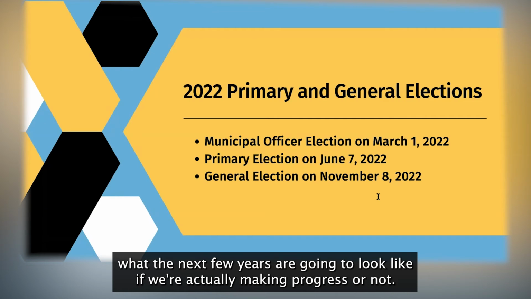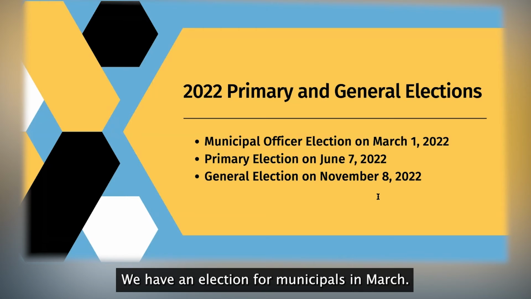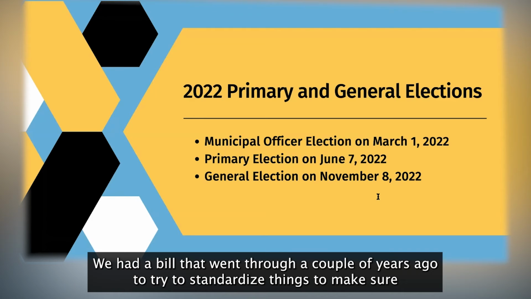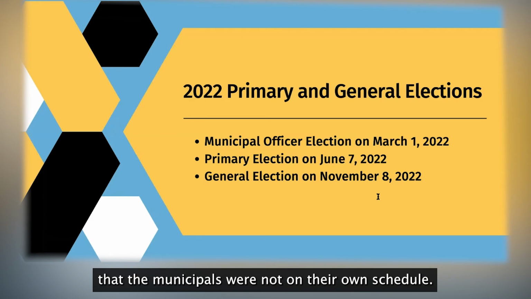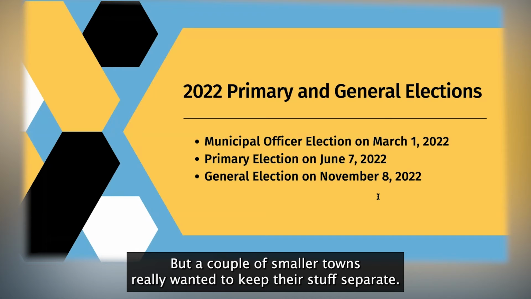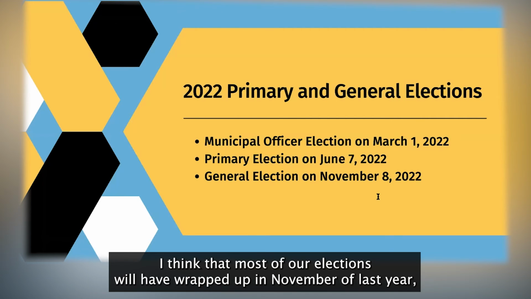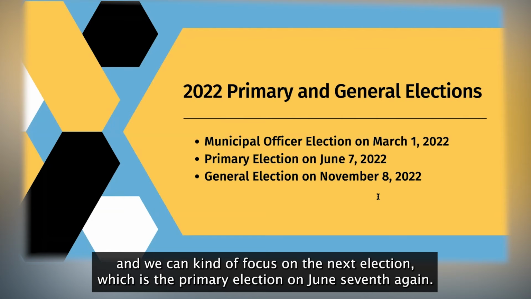We have an election for municipals in March. We had a bill that went through a couple of years ago to try to standardize things to make sure that the municipals were not on their own schedule, but a couple of smaller counties really wanted to keep their stuff separate. So I think Grants and Roswell will have an election in March. For the large majority, I think that most of our elections will have wrapped up in November of last year, and we can focus on the next election, which is the primary election on June 7th.